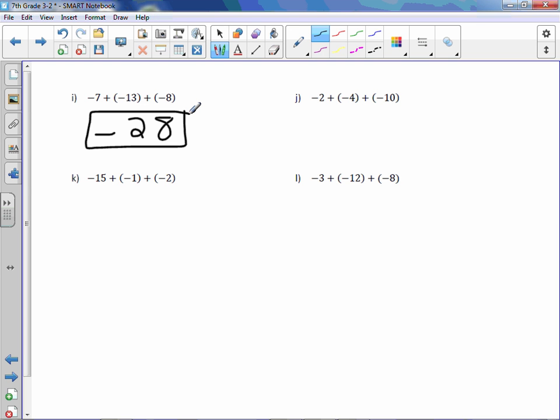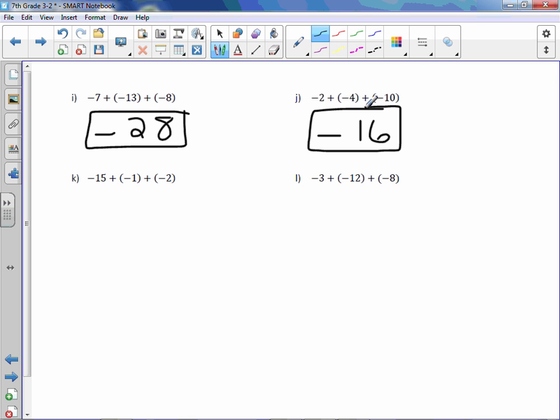Letter J, -2 plus -4 plus -10. Same sign sum. Add them together, keep the sign. 2 plus 4 is 6. 6 plus 10 is 16. So our answer is -16.